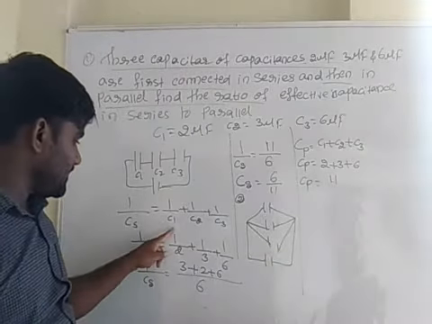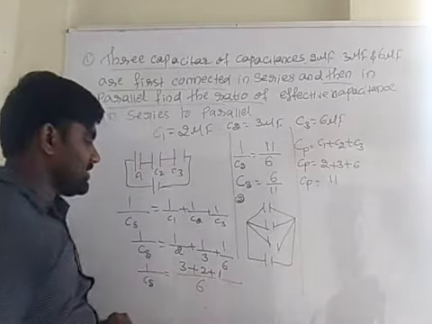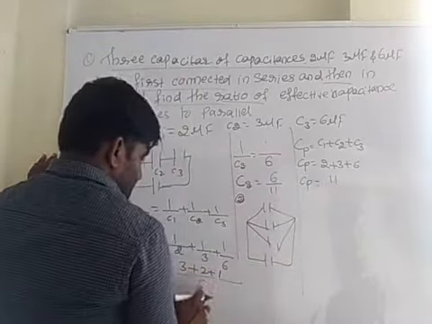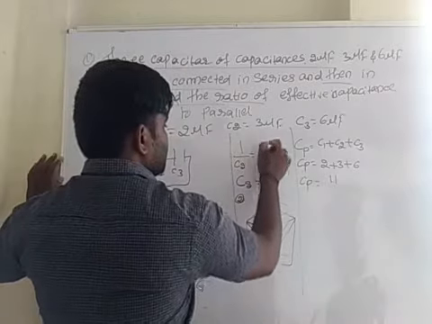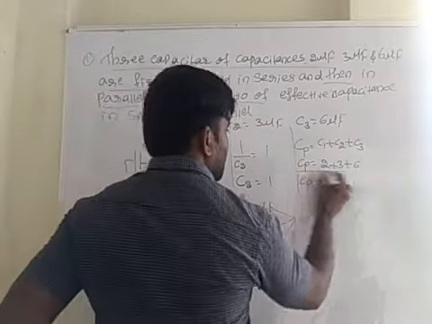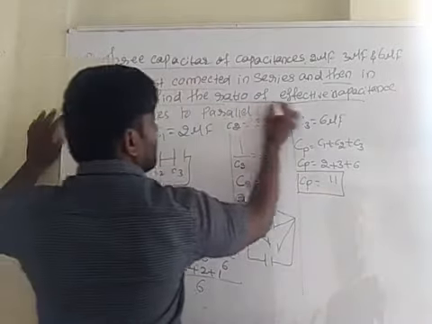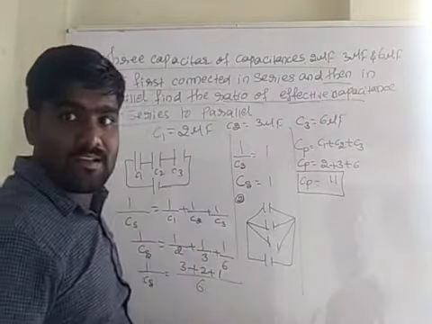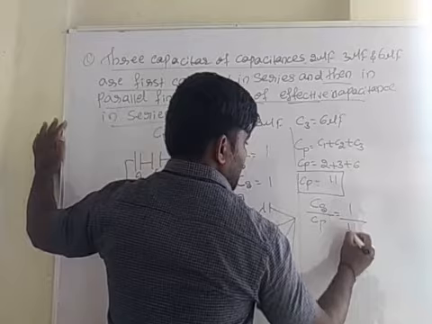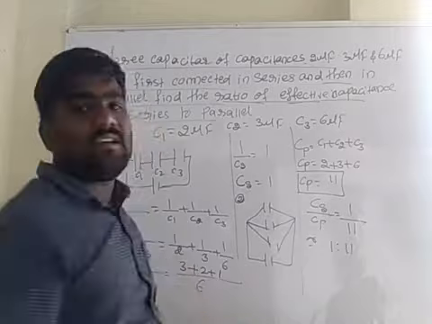2 3s are 6, 3 2s are 6, 6 1s are 6, it is 6 divided by 6. It will be 1. CS is equal to, we are getting 1. Then CP is equal to 11. So what I told lastly, the ratio of effective capacitance in series to parallel, means 1 divided by 11, or you may write 1 is to 11 is the answer.